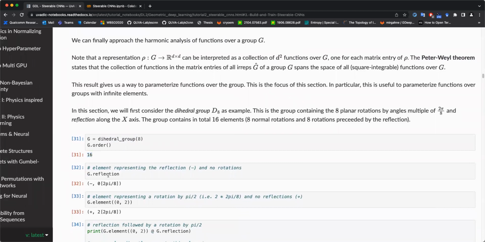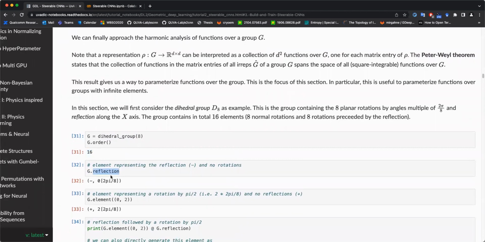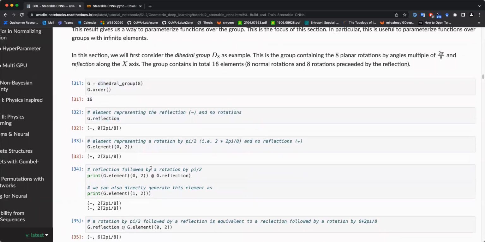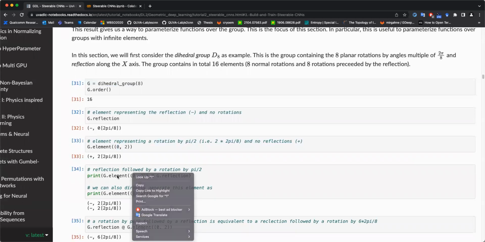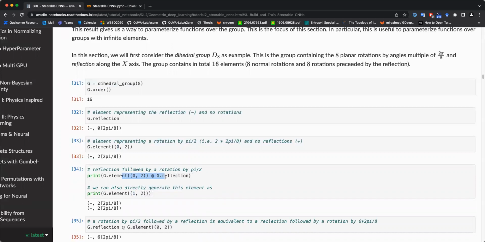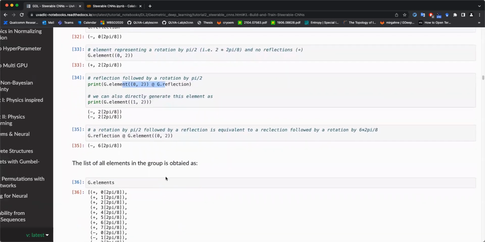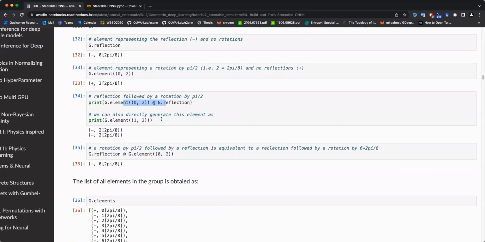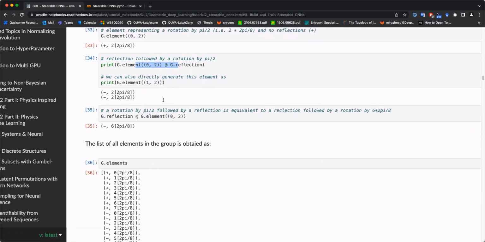We can access the reflection element like we did for the identity before. We can access a rotation and reflection using this notation. So this is just a rotation with 0 reflections. This is a rotation with also a reflection. And we can, of course, combine group elements like before. I assume that you are a bit familiar with the structure of the dihedral group, because maybe you've seen it for group convolution when you were trying to build a network that is equivariant to 90 degree rotations and mirroring. But it doesn't matter so much. It's just a slightly different group.